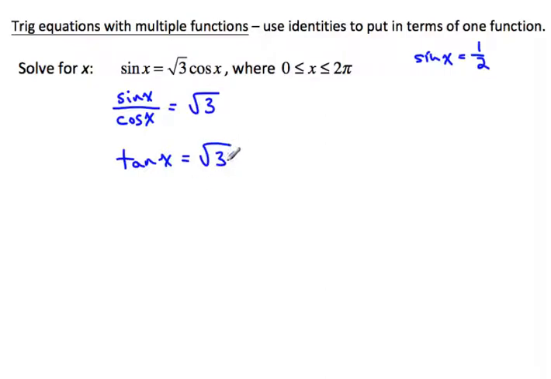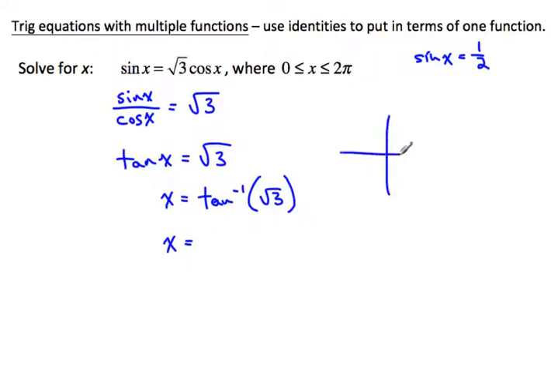This you'll recognize as one of the ratios from the special triangles. So x = tan⁻¹(√3), and because it's from the special triangles, we can do that without a calculator. You'll recall that the angle that has a tangent ratio of √3 is π/3.